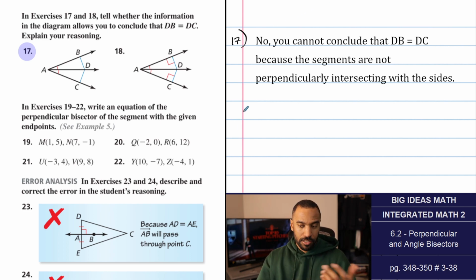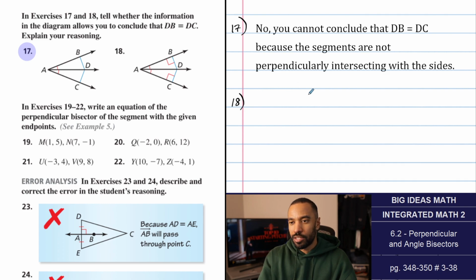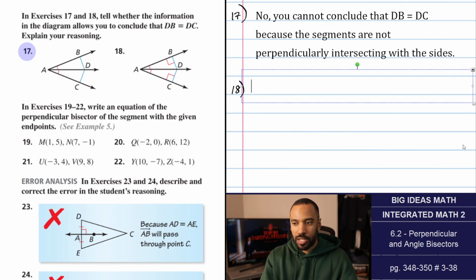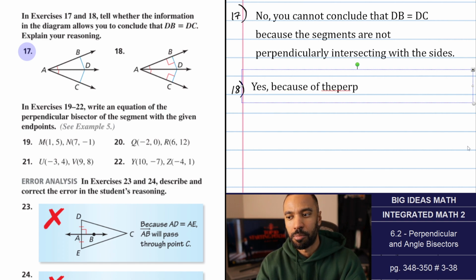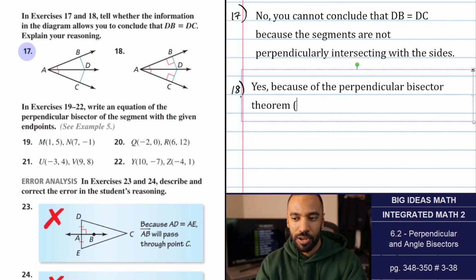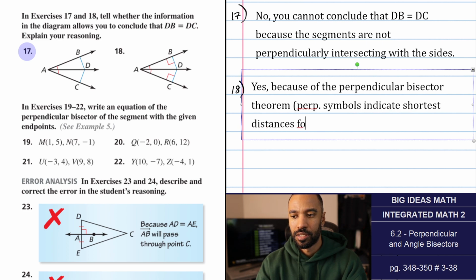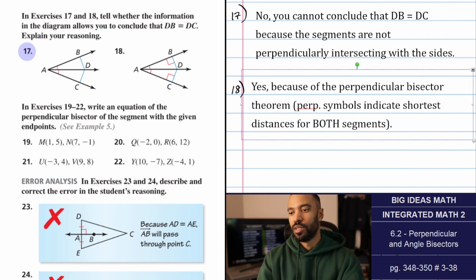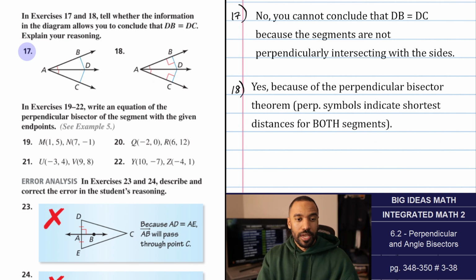Whereas number 18 is yes. I mean, for all the reasons here. It totally fulfills the perpendicular bisector theorem. So I'm just going to say yes because of the perpendicular bisector theorem. And I'll put in parentheses kind of the whole perpendicular symbols indicate shortest distances for both segments. Okay, so that's an important bit that you have on number 18, which I didn't move over to there as well. They're really hinting to you at why those perpendicular symbols are so important. I'm very glad that they did that.